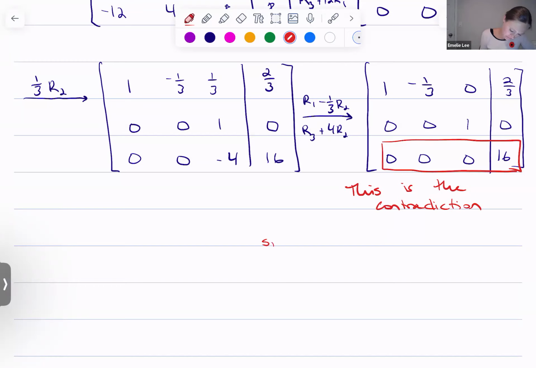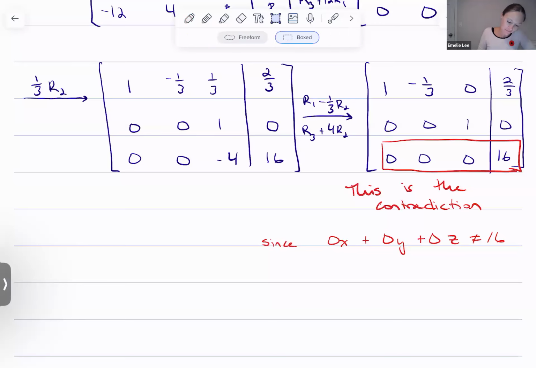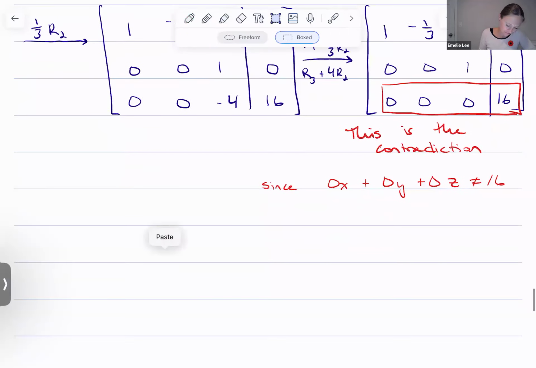Since 0 times x plus 0 times y plus 0 times z can never be 16. That's where it is. That's what I was hanging on. I jumped the gun. Something equals 0. Well, that's allowed, but 0 plus 0 plus 0 can't be a number except for 0. Ah, my bad. Oh well, you live and you learn.